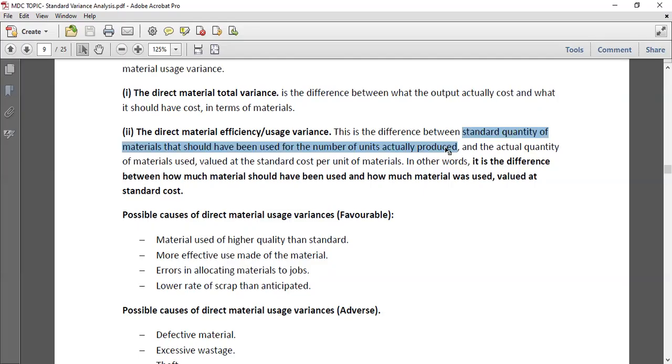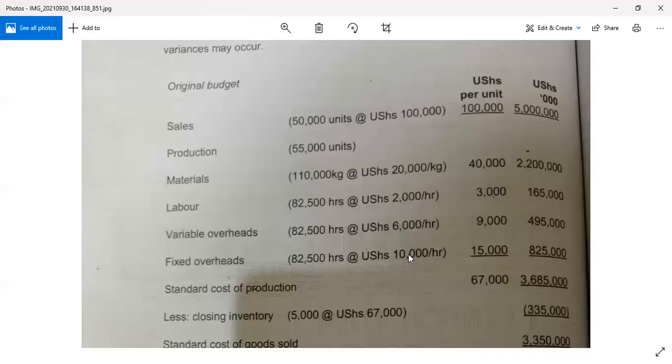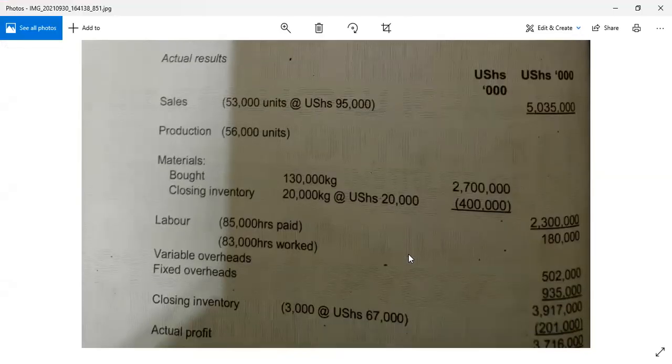Now, what was actually produced? What did we produce? What is our production? Let's just look at our production. So our production actually was 56,000 units, okay? Our production was 56,000 units. So this is very key. So they are telling us that we should get the difference between the standard quantity of materials that should have been used to produce the 56,000 units, okay?